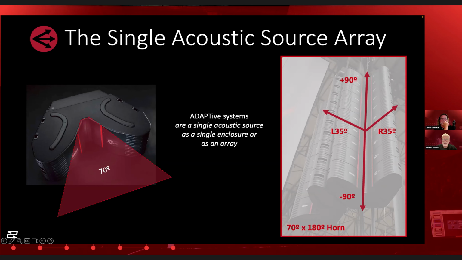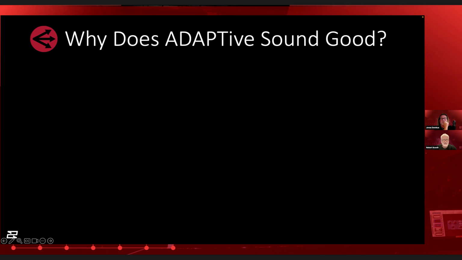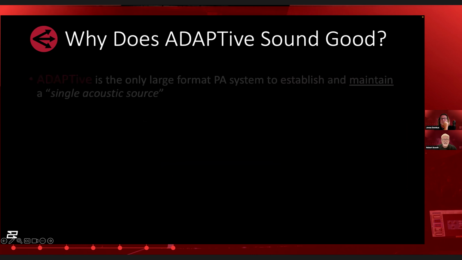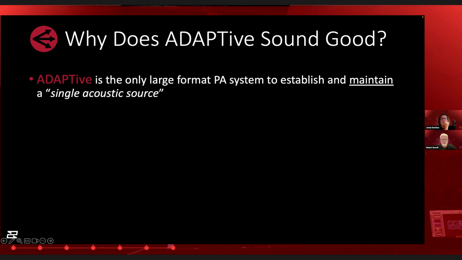Okay. So in terms of efficiency, it is actually wildly more efficient. The same input signal to this versus the same input signal to the same number of cabinets would be no contest, right? So let's just wrap up my section here. I kind of termed this, why does adaptive actually sound good? And this is a list of the reasons, in my opinion, primarily because it is the only large format PA system out there that is able to establish and maintain a single acoustic source throughout its entire process. It starts as a single acoustic source and it ends as a single acoustic source.